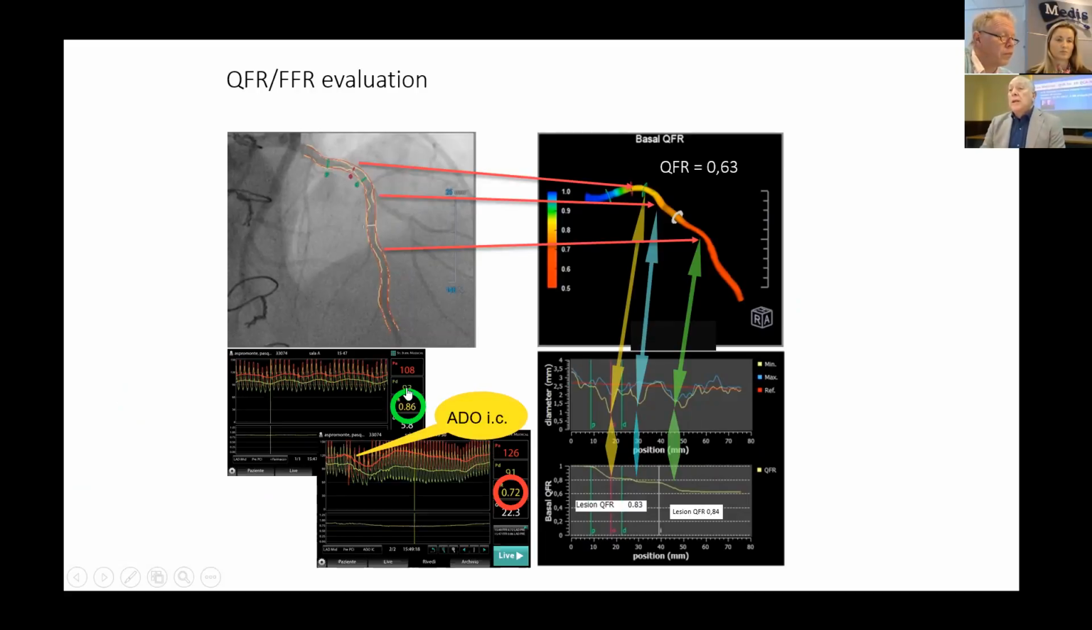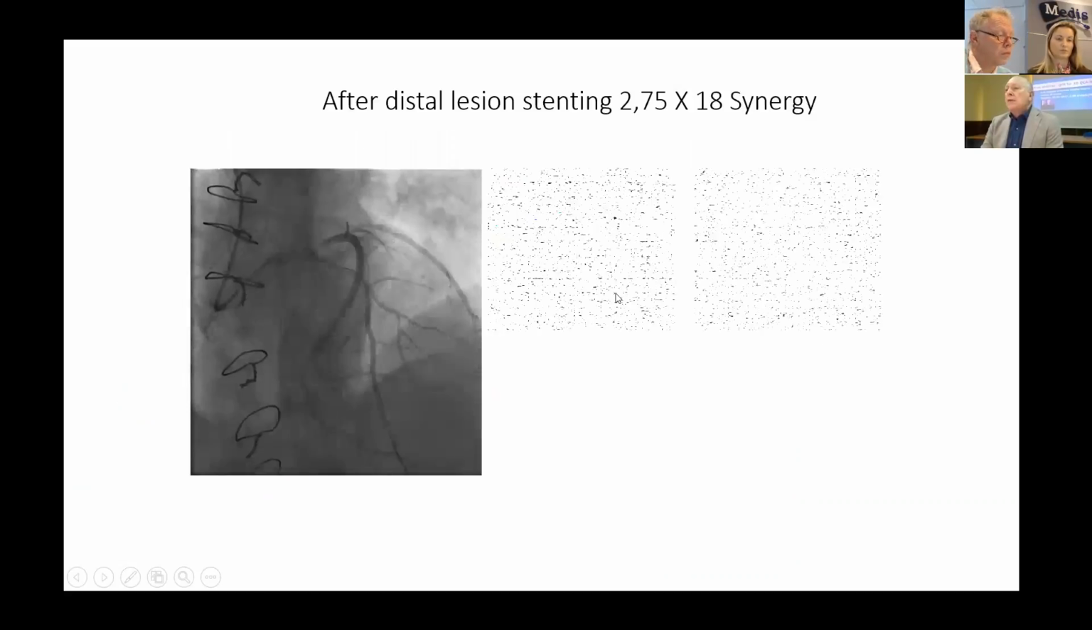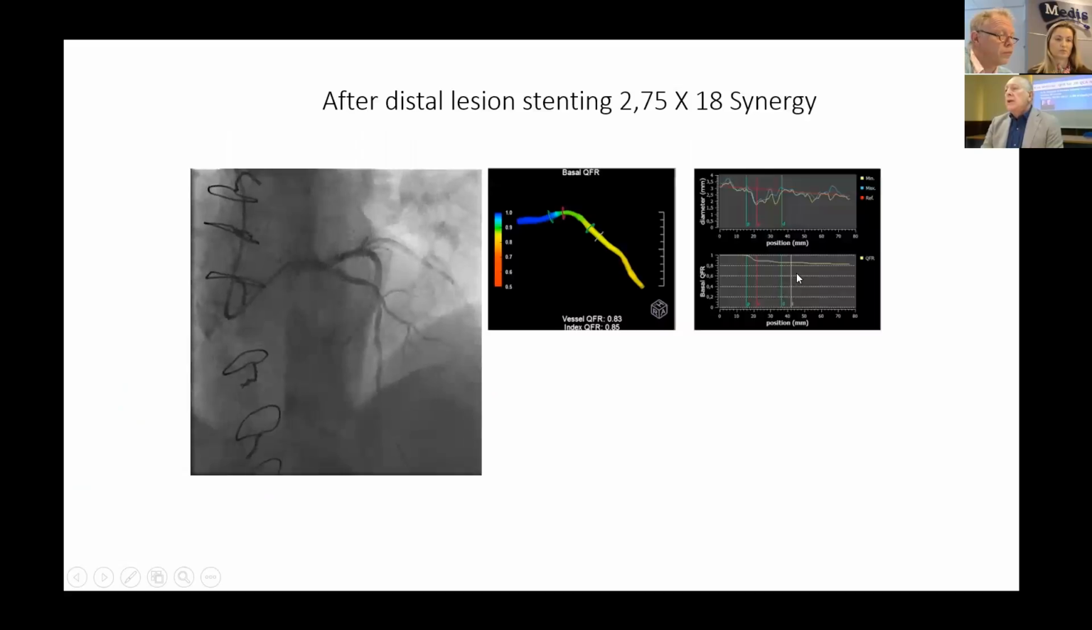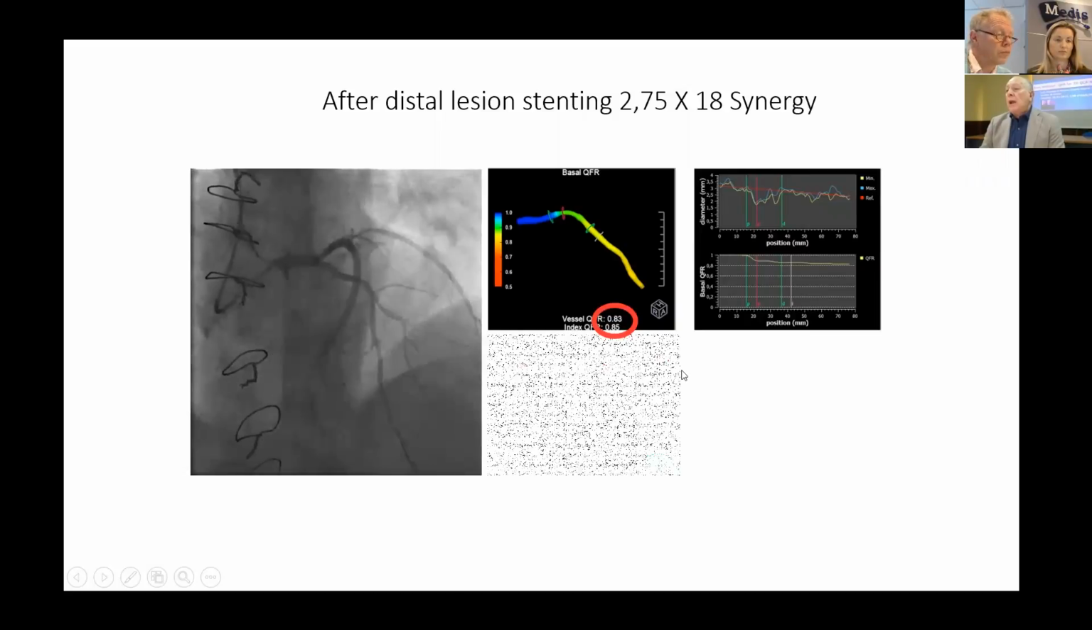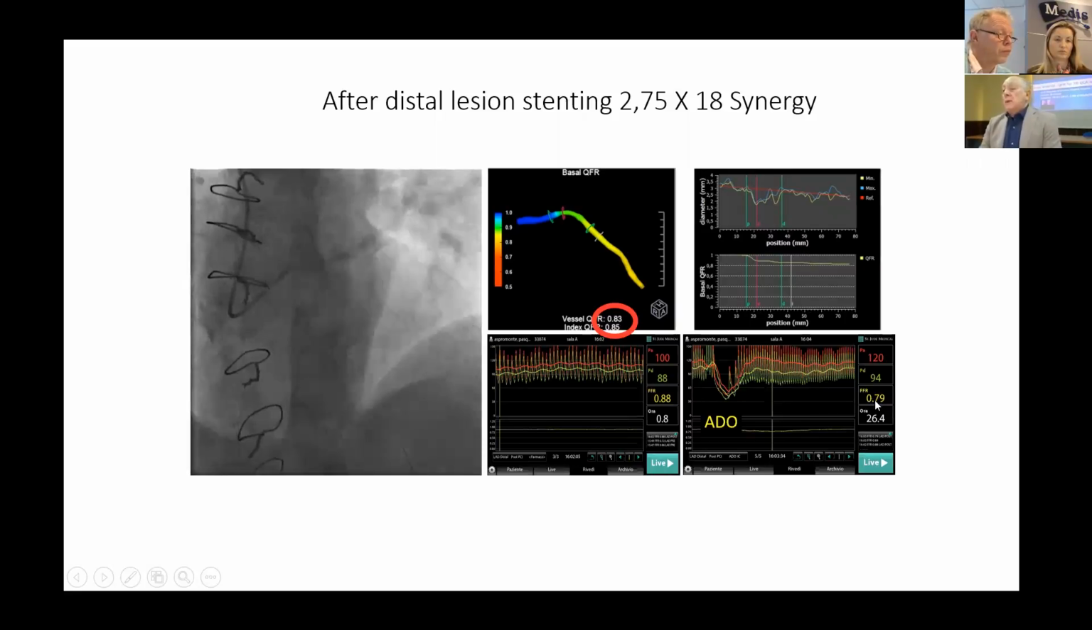We treated the distal lesion with a stent. This is the result of QFR after stenting. You see here that you don't find any pressure drop in correspondence of the treated segment, and you get here the first lesion, that is significant. The value is 0.83, and FFR basal was 0.88. And with adenosine, 0.79, that is borderline positive.